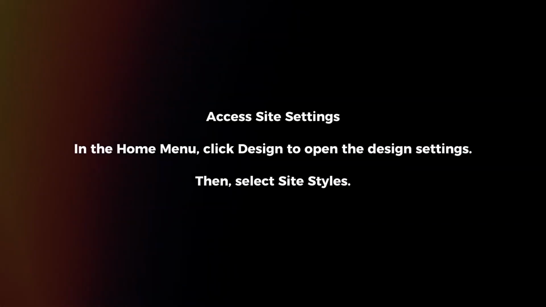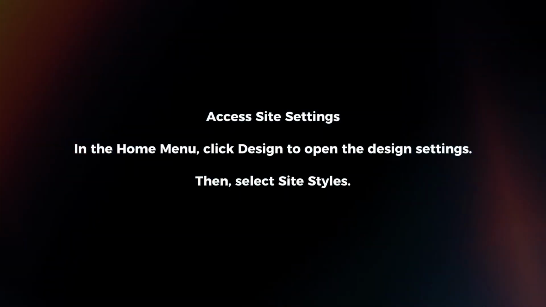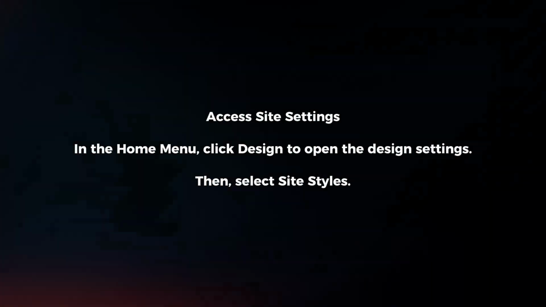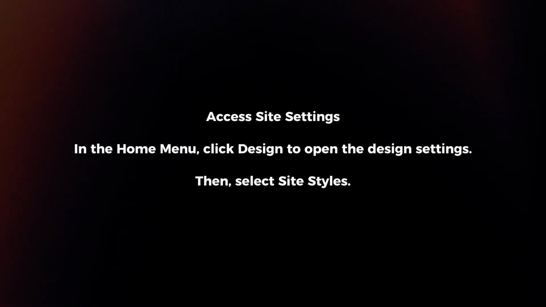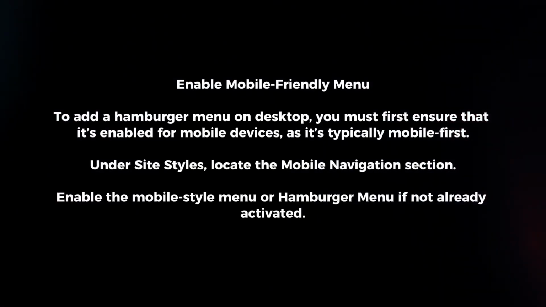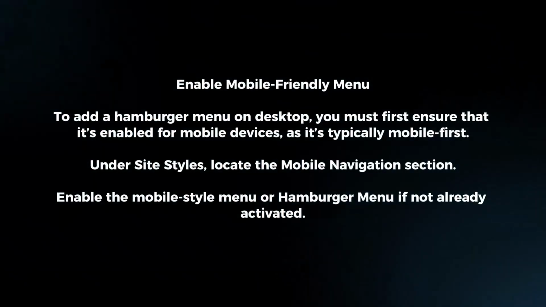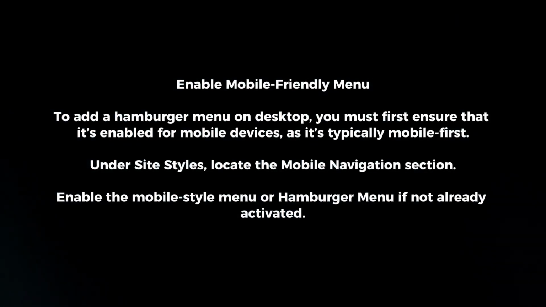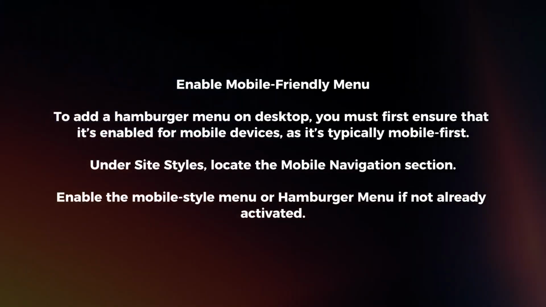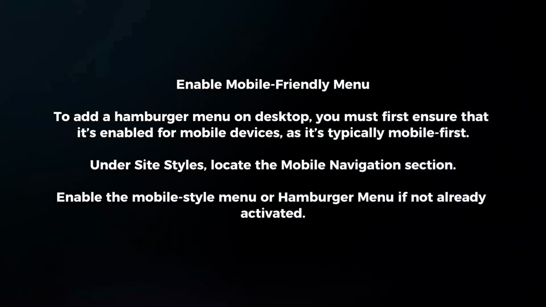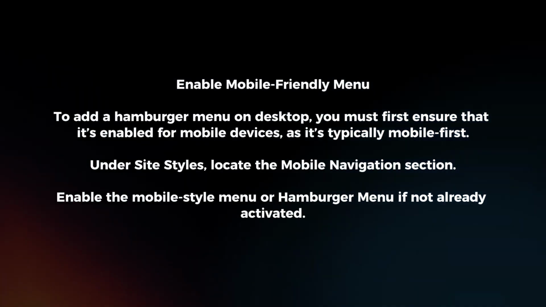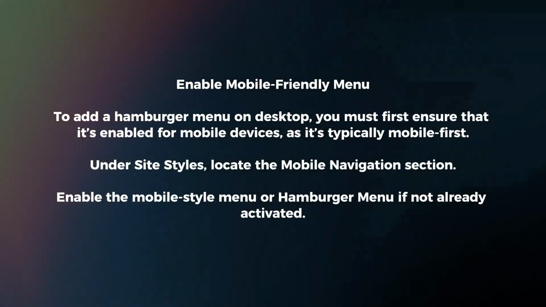Access site settings. In the home menu, click Design to open the design settings. Then select Site Styles. Enable mobile-friendly menu. To add the hamburger menu on desktop, you must first ensure that it's enabled for mobile devices, as it's typically mobile first. Under Site Styles, locate the mobile navigation section. Enable the mobile style menu or hamburger menu if not already activated.